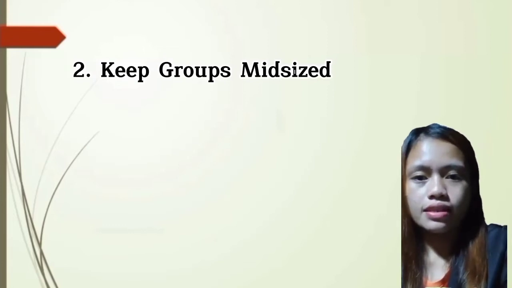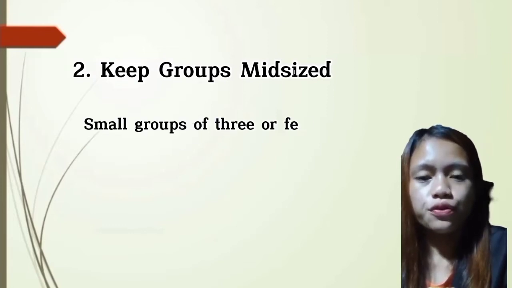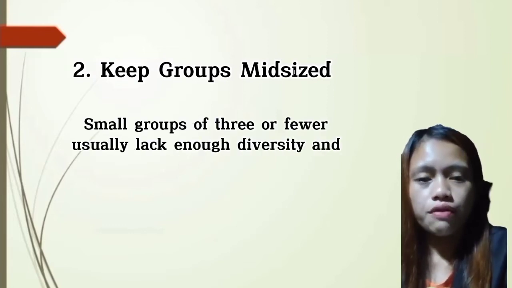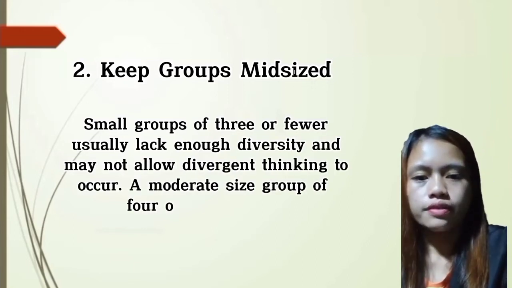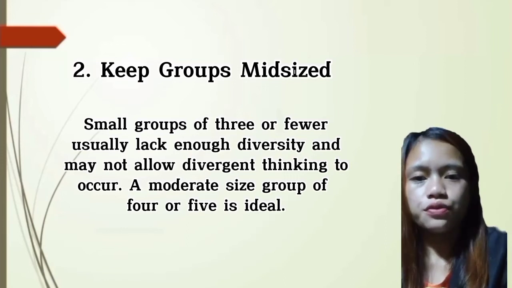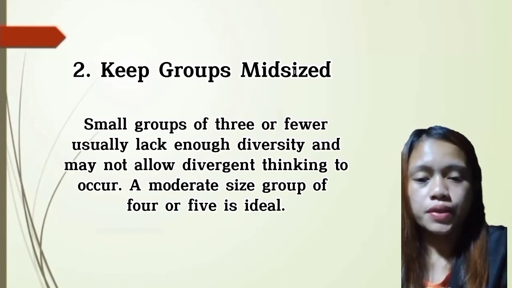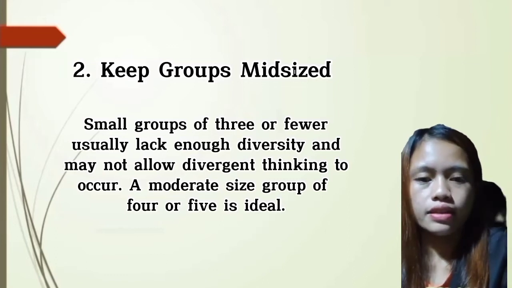Group size: mid-size. A small group of 3 or fewer usually lacks enough diversity and may not allow divergent thinking to occur. Groups that are too large create freeloading, where not all members participate. A moderate-sized group of 4 or 5 is ideal.